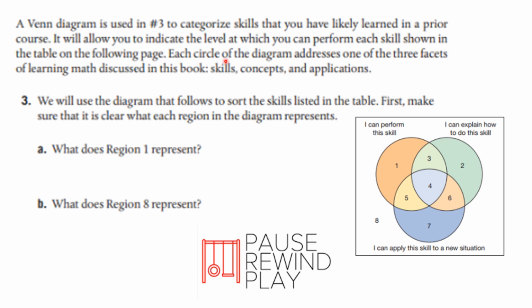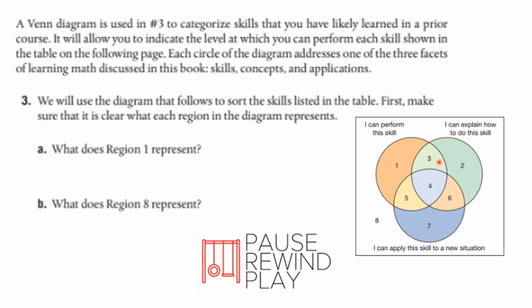What we're going to do is ask you to do some self-analysis about your pre-algebra skills, and a Venn diagram is useful for helping you do this. This allows you to indicate the level at which you can perform each skill shown in the table on the following page. Each circle of the diagram addresses one of the three facets of learning math discussed in this book: skills, concepts, and applications.